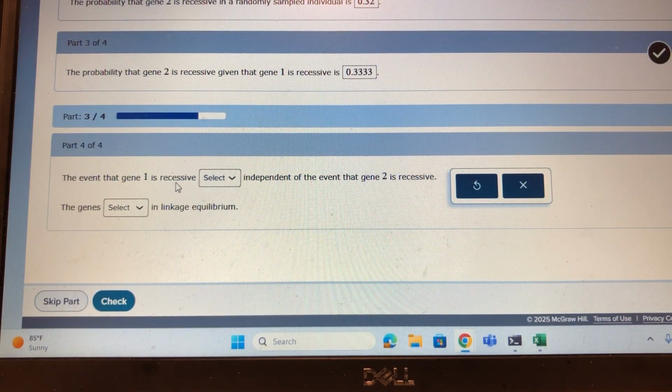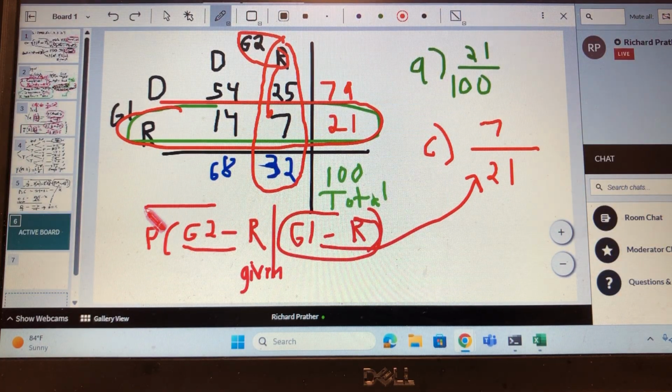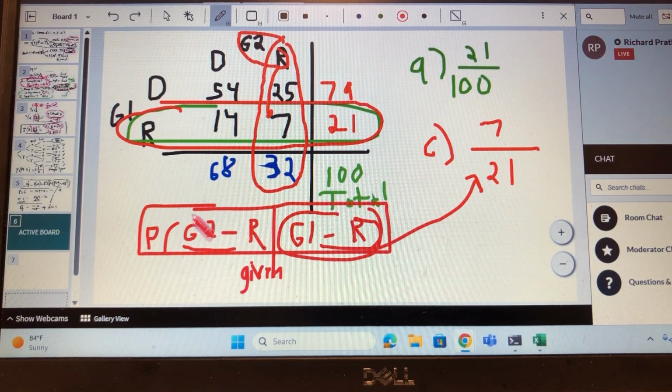The event that gene 1 is recessive is or is not independent probably of the event that gene 2 is recessive. Okay, so the way you tell this is in conditional probability. Remember what we had right here. If the probability of gene 2 being recessive, given that gene 1 is recessive, equals the probability of gene 2 being recessive, then you're independent.